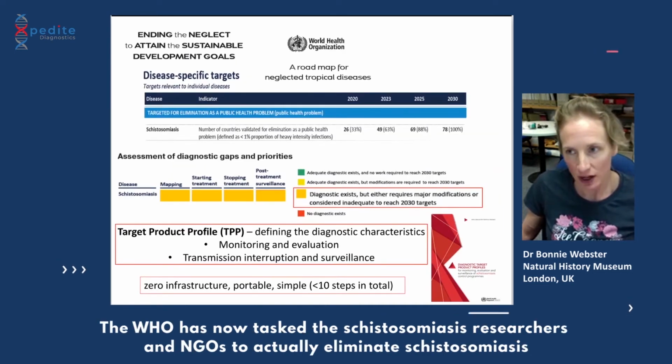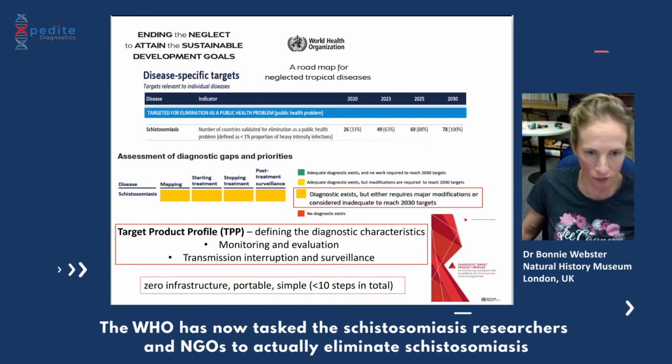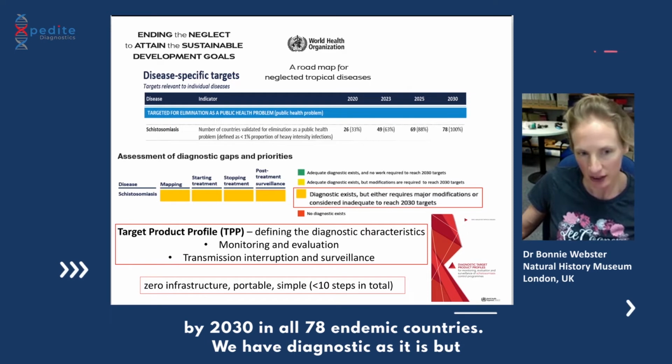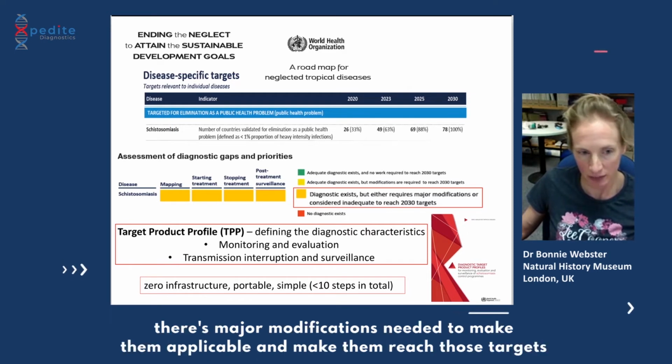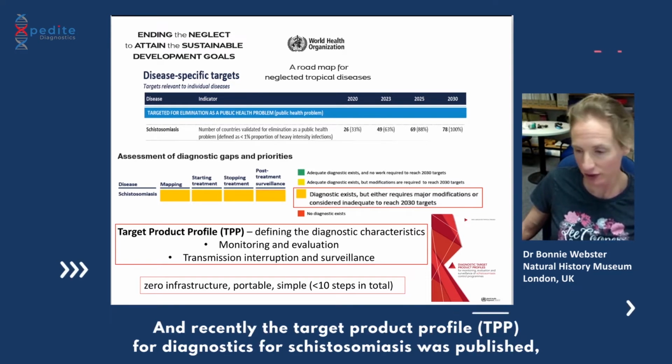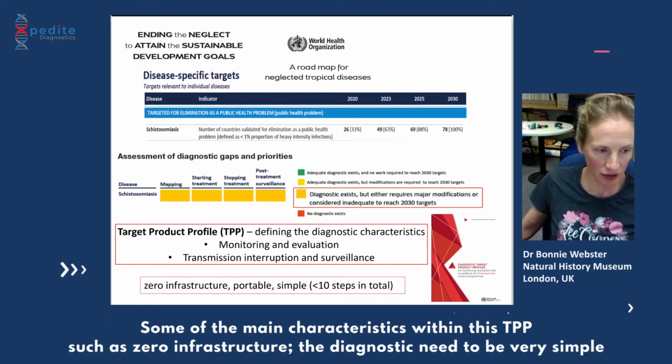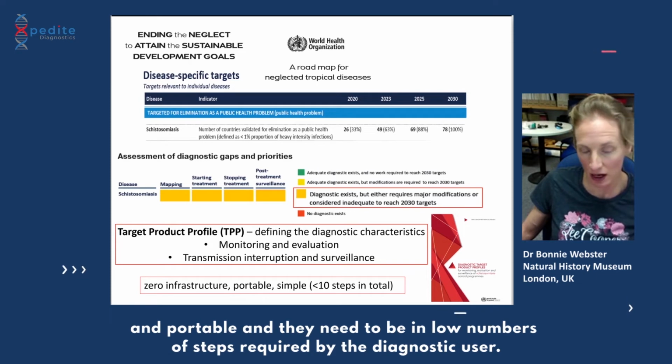The WHO has now tasked schistosomiasis researchers and NGOs to eliminate schistosomiasis by 2030 in all 78 endemic countries. We have diagnostics, but major modifications are needed to make them applicable and to reach those targets. Recently, the target product profile for diagnostics for schistosomiasis was published, putting the characteristics on the diagnostics needed to reach elimination. Some of the main characteristics are again very tall asks, such as zero infrastructure. The diagnostics need to be very simple and portable, and they need to require a low number of steps by the diagnostic user.